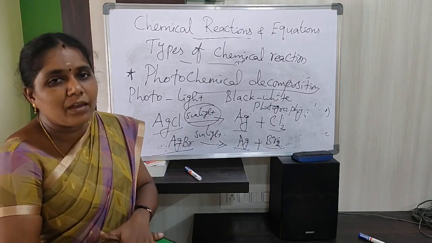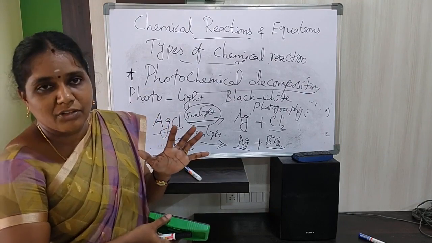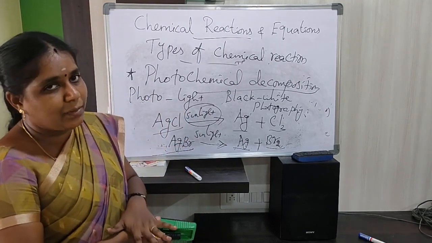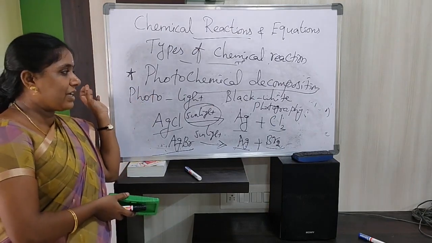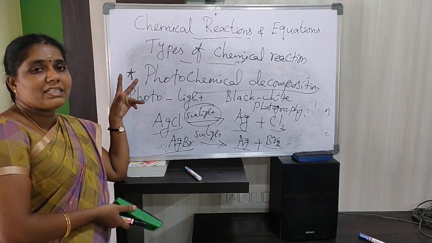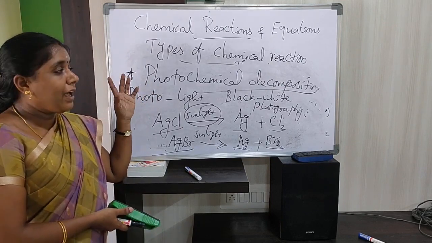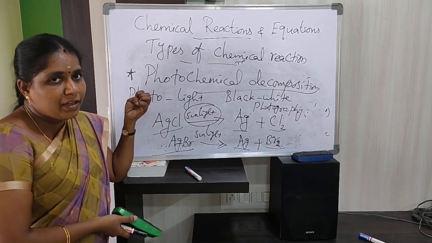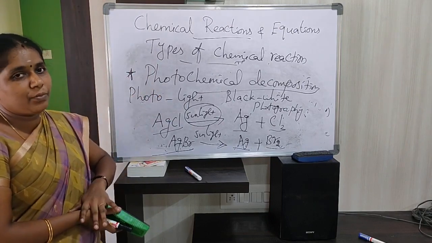Why should we balance a chemical equation? To satisfy the law of conservation of mass. According to the law of conservation of mass, the total mass of reactants must be equal to the total mass of products, because mass can neither be created nor destroyed in a chemical reaction. We also discussed types of chemical reaction: combination and decomposition, which are opposite reactions. And we discussed three types of decomposition: electrical, thermal and photochemical.